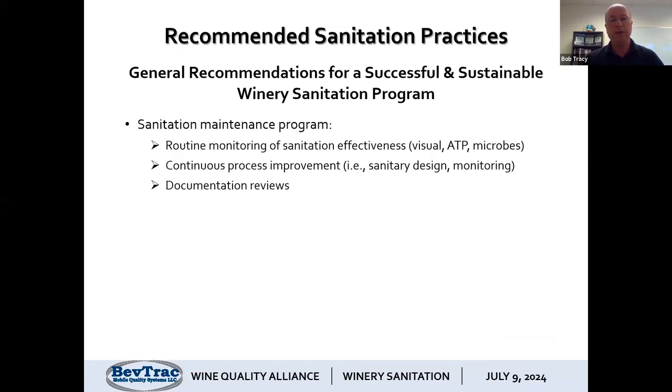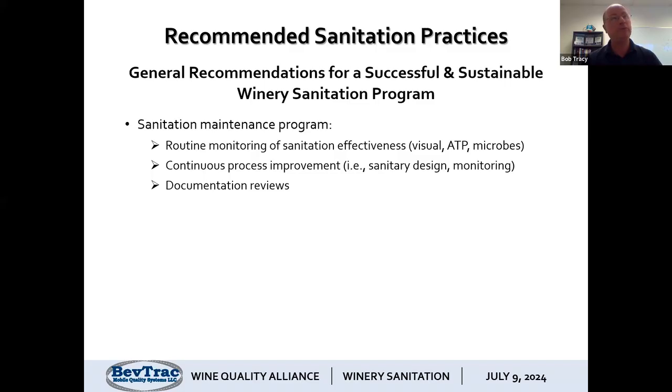You want a sanitation maintenance program. You routinely monitor the sanitation effectiveness, either visually, with ATP, or actually swabbing for microbes. You want to be able to routinely see how effective your sanitation is. You may have good practices, but you need to monitor how effective they are, because sometimes stuff gets missed.